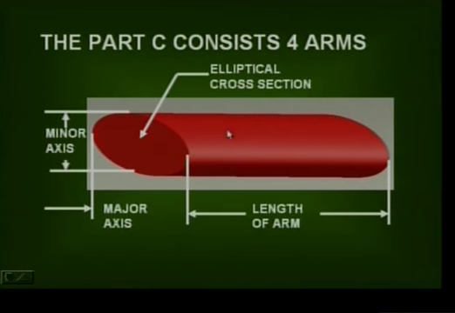The part C is an arm. The isometric view of arm is shown in this figure, its cross section is elliptical. From here to here, it is called length of minor axis. From here to here, it is called length of major axis. From here to here, it is called length of arm.